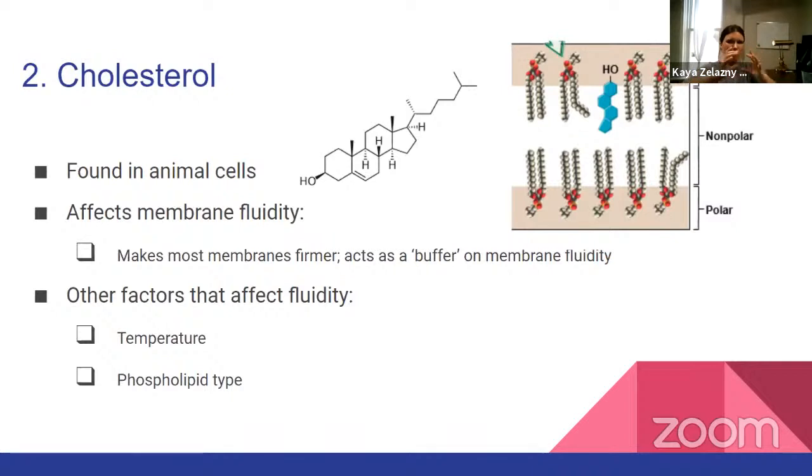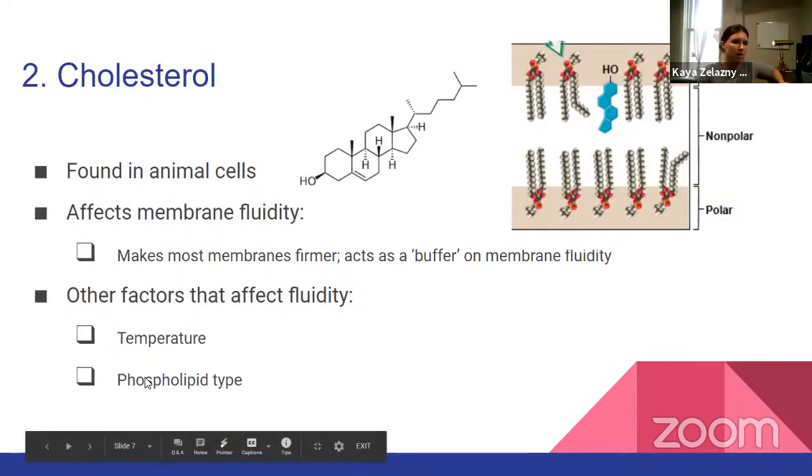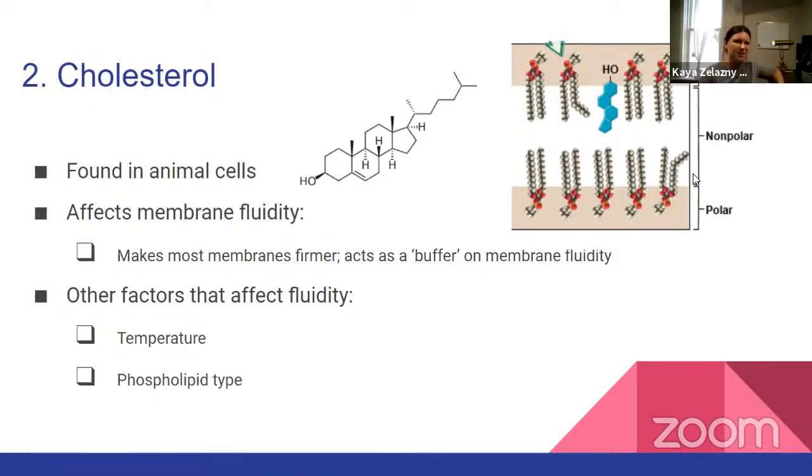Because then we wouldn't be able to get things into the cell, because part of the way we're getting important nutrients into the cell is by allowing them to squeeze through the membrane. There are other factors that affect fluidity, but honestly, we're not really going to talk about those in this class. But in case you're curious, temperature and phospholipid type would make a difference. And when we say phospholipid type, that's basically the shape of those fatty acid tails. We talked about different types of fatty acids, so you can kind of imagine in your mind how that can make a difference.